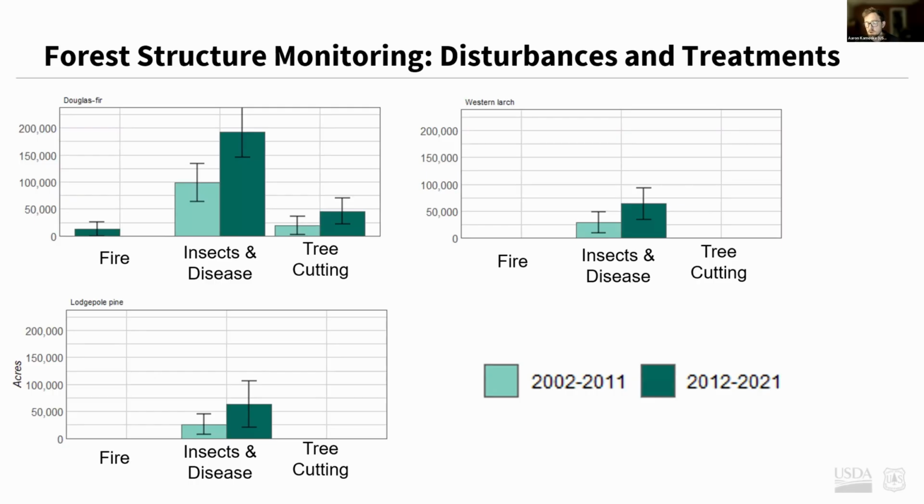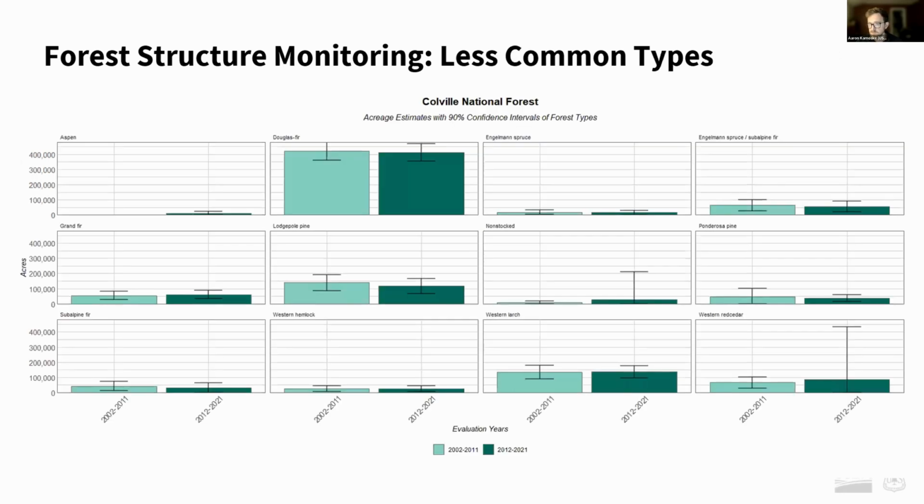This leads to some interesting questions about what are the implications of these disturbances to management activities or future wildfire behavior. Moreover, it may lead to questions about what are the impacts to some of our less prominent forest types, and should we also be concerned with their trajectories toward desired future conditions as outlined in the forest monitoring plans.